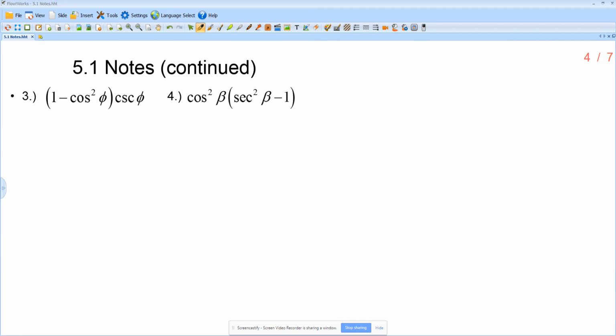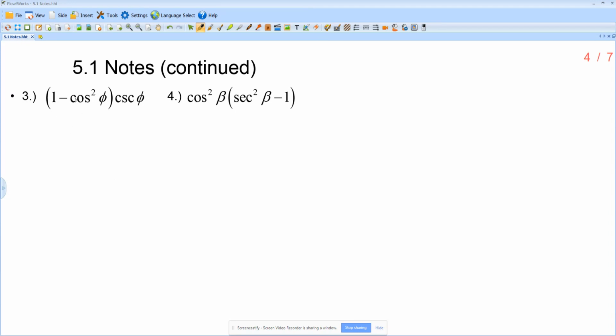All right, 1 minus cosine squared, I think that's psi, maybe phi. Yeah, I think it's phi. So 1 minus cosine squared phi times cosecant phi. This sort of variable letter doesn't really matter. It just represents an angle. Here it's beta. But be comfortable seeing whatever it is. It's still talking about the same thing.